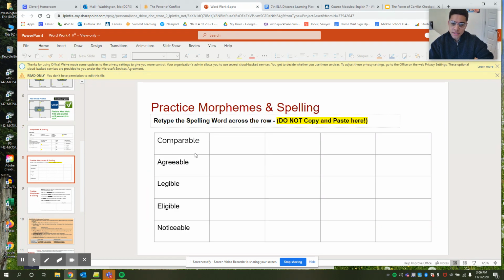For practicing morphemes and spelling, what you're going to do, it's simple. You just retype the spelling word across the row. So you'll retype comparable, agreeable, legible, and so on.